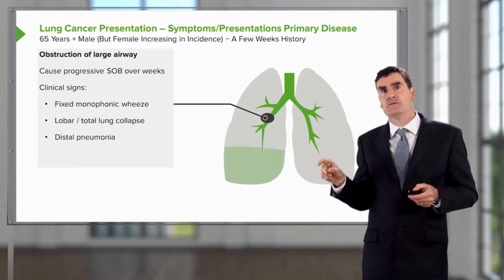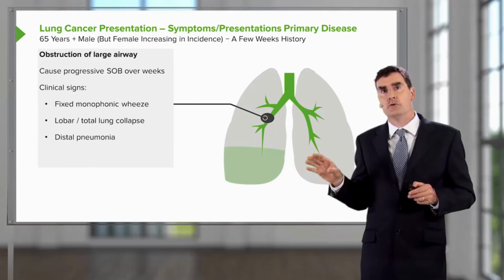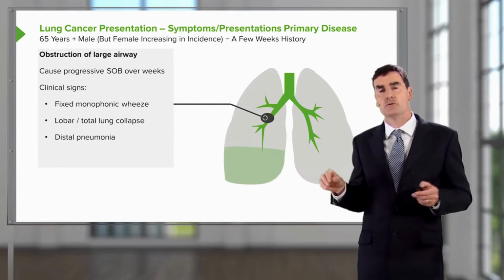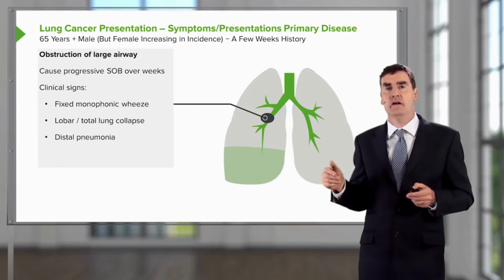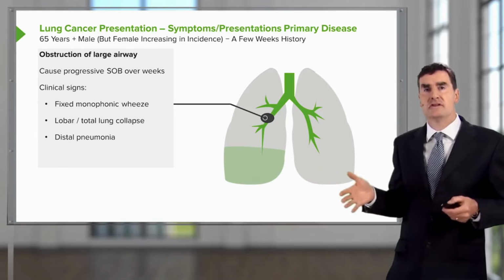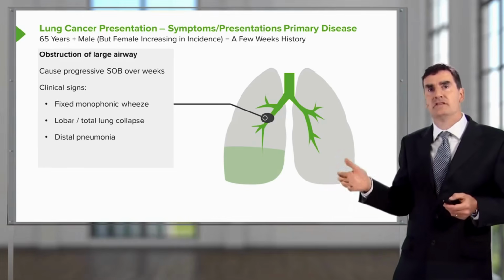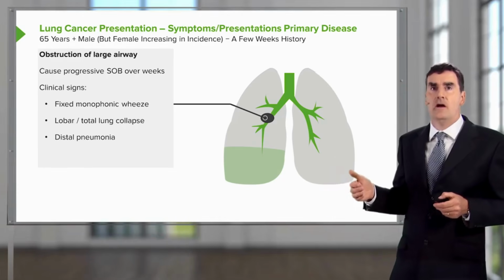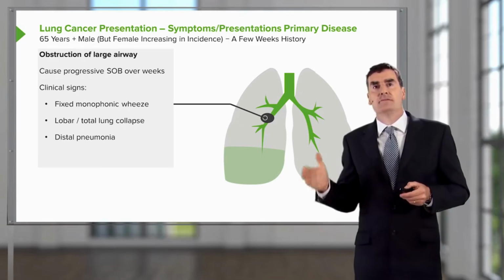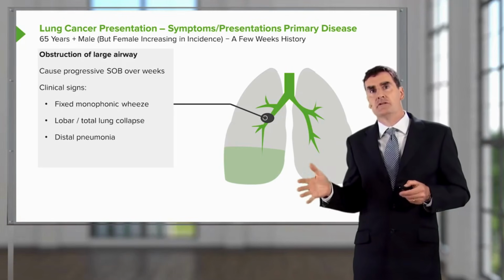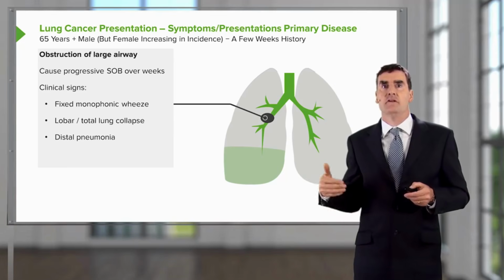The other presentation for a tumor which is affecting a bronchus is that it can block that bronchus and cause what we call lobar collapse. So that could be the right lower lobe as shown in this picture, could be the right upper lobe, could be the entire lung. This patient will present with an X-ray showing lung collapse and breathlessness that has developed over a period of a few weeks.